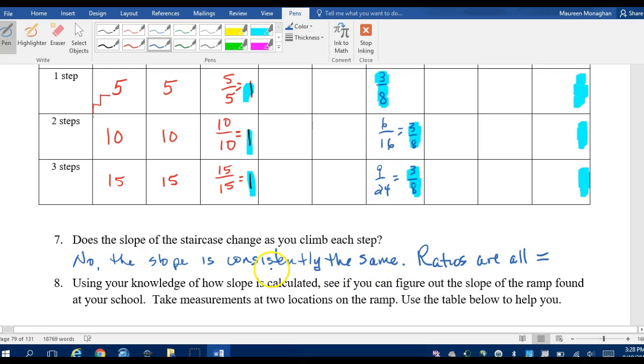This next part, number 8, there's going to be a worksheet to go with that, so you can just ignore that. And tomorrow we'll do an activity with staircases. So this concludes our lesson on slope.